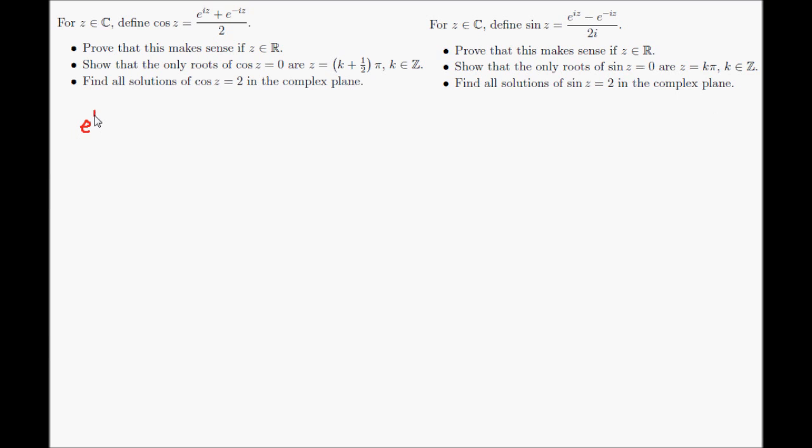If z happens to be a real number, then when I evaluate this over 2, that's equal to cosine of z plus i sine z, plus cosine of negative z plus i sine of negative z, all divided by 2.